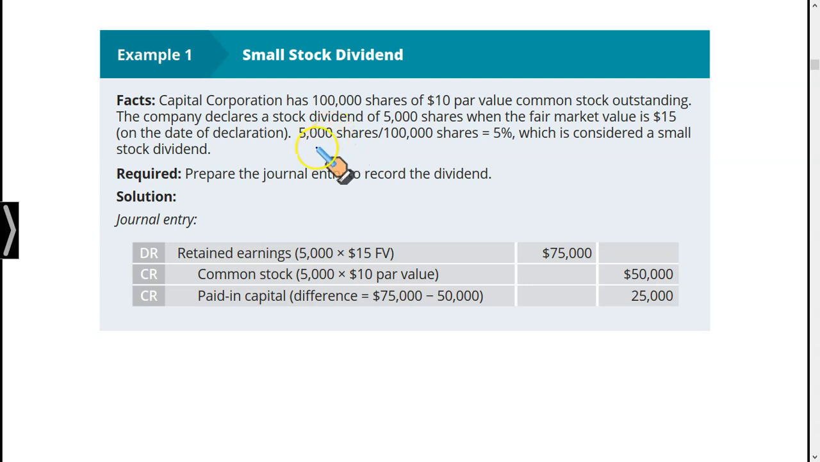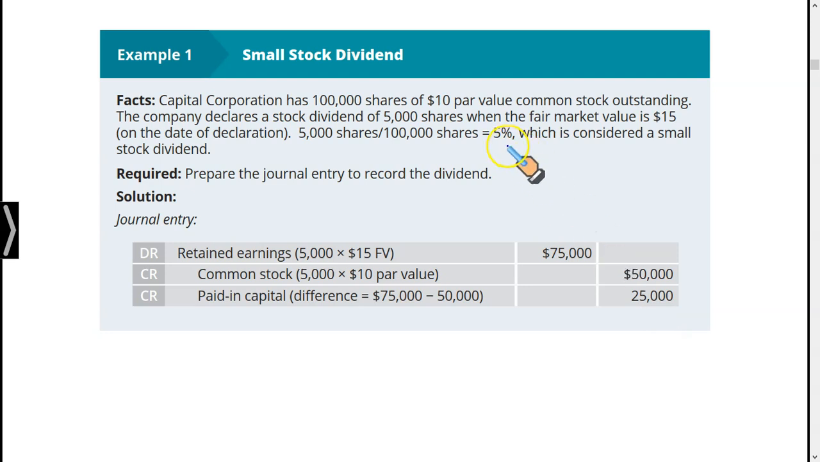So what we do, please remember, these shares being offered as a small stock dividend are debited to retained earnings not at their par, rather at their market price. So 5,000 shares times $15, the debit is to retained earnings, that is the fair value of the stock. Credit goes to common stock clearly at par, and the difference goes to paid-in capital or additional contributed capital.